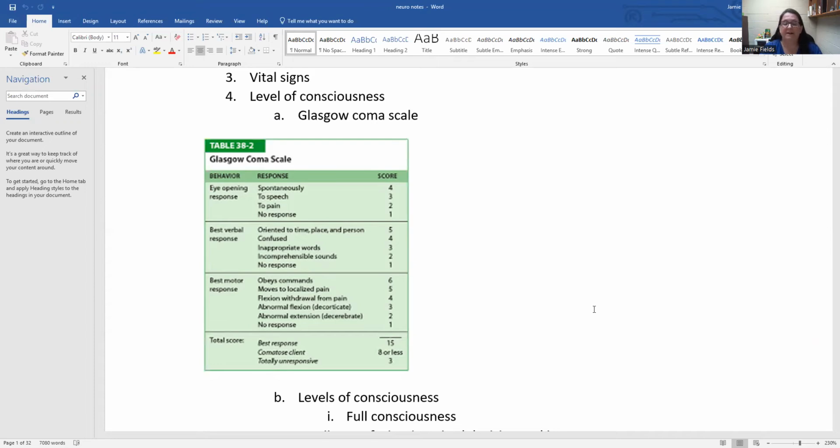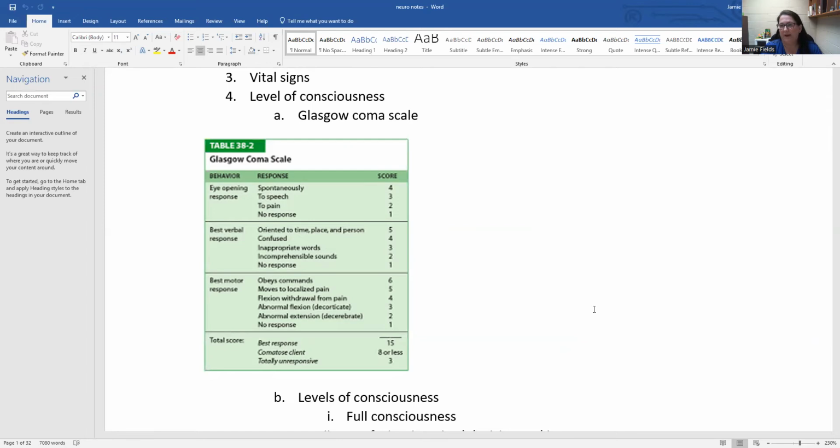Okay. Now, their best motor response, do they obey commands? I say, can you do this? That's 6 points. Localizing pain is 5 points. So if I try to talk to the person, they can't obey commands, they're not responding, I can't get them to do something I ask them to do, then I would apply a pain stimulus. We're going to talk about that in a minute. And if they try to localize it, then that's 5 points. Localize means they're trying to reach for and push away that pain stimulus.